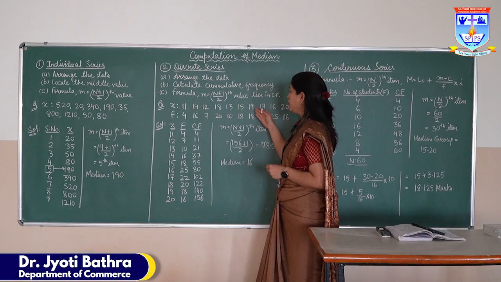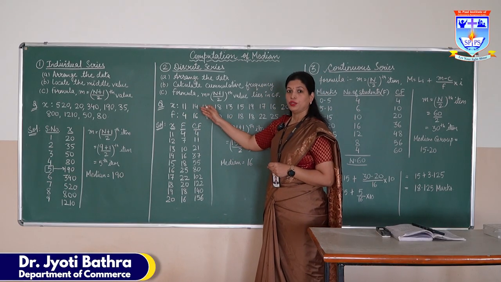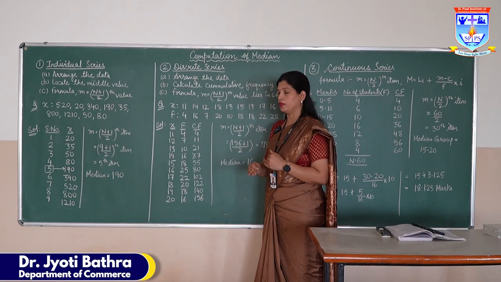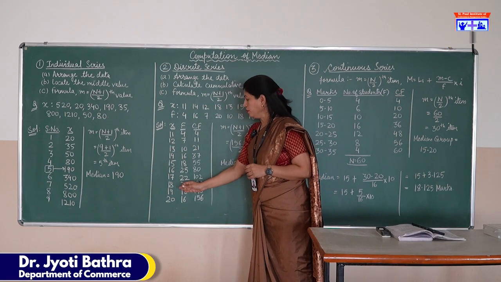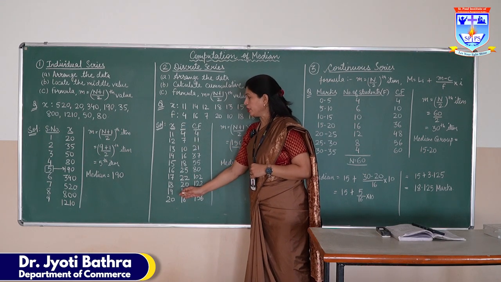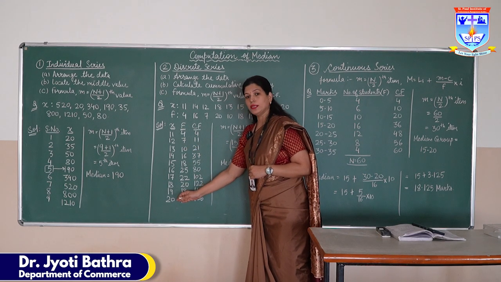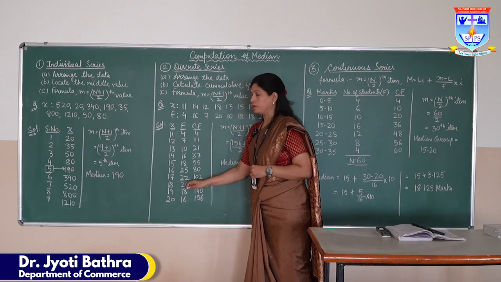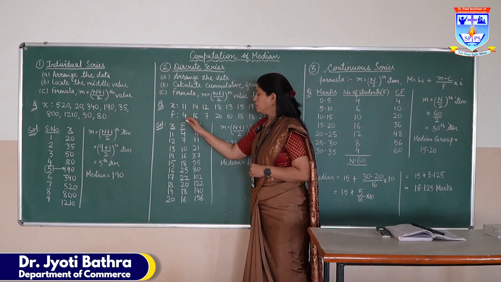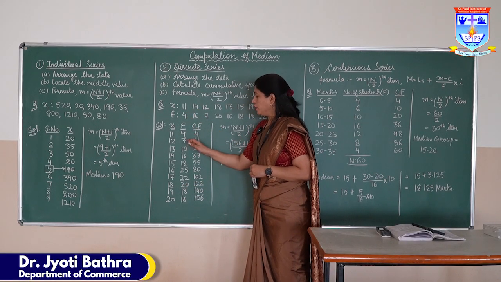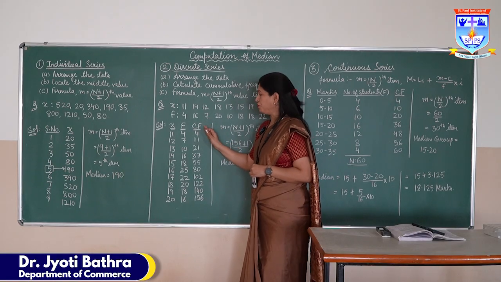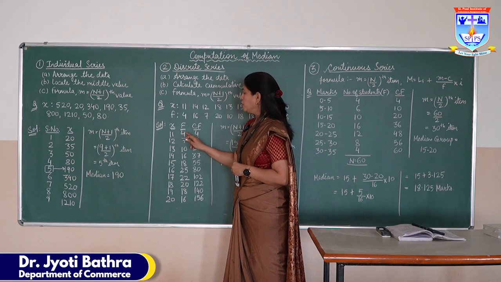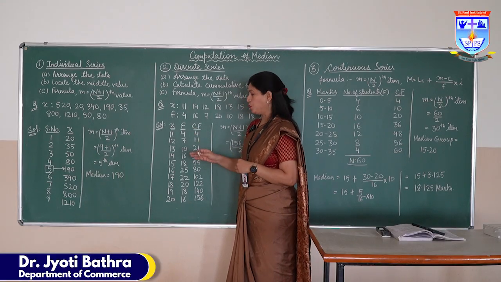In this there is no sequence. You should arrange the data in ascending order or descending order. Here I have given the data in ascending order. X is representing the ascending order, and the frequency is required. This frequency goes into the cumulative frequency. How will we calculate the cumulative frequency? Just add on the next one.